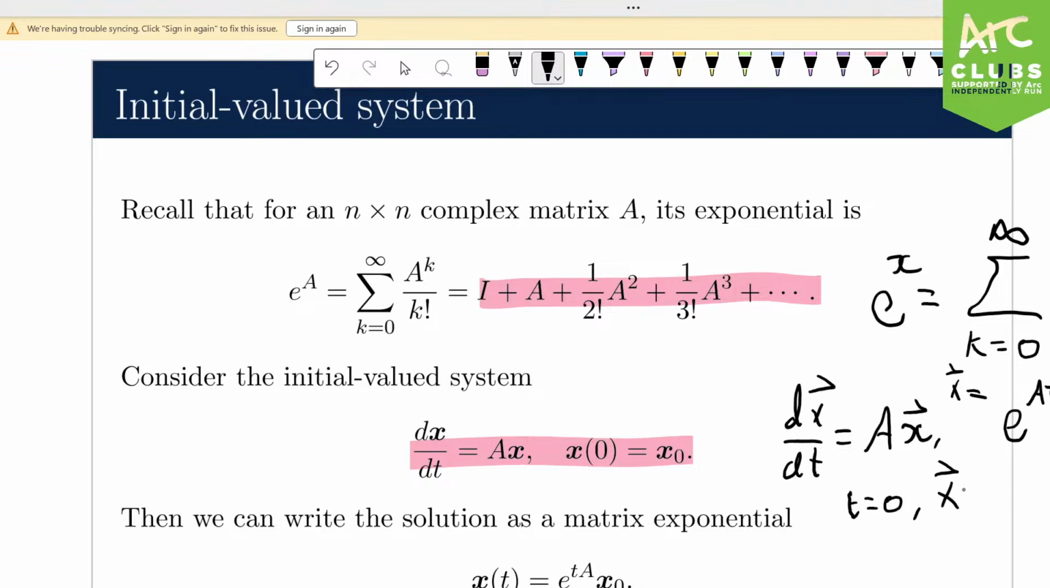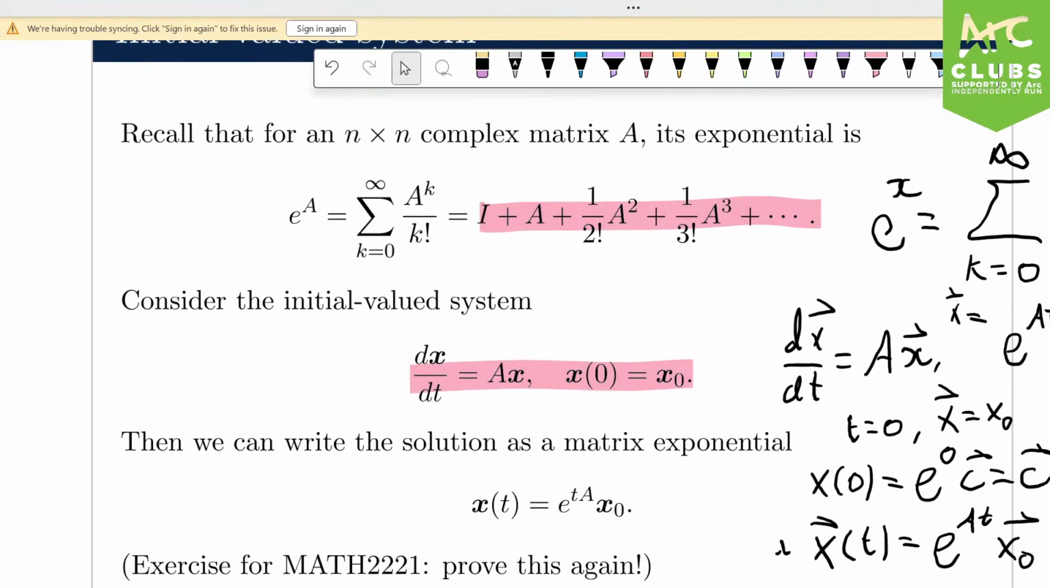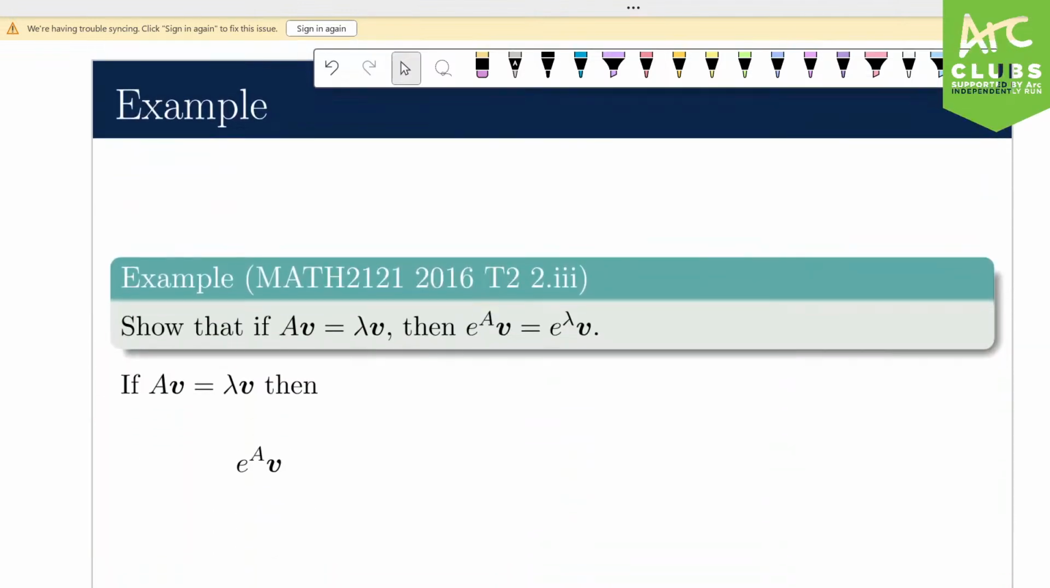Well, then at t equals 0, x equals x naught. So we have that x of 0 equals e to the 0 times c, which is just c, which is x naught. Therefore, x of t is going to be e to the at x naught. And that's the solution to the differential equation using matrix exponentials. So this is very useful. We're going to use this a lot.